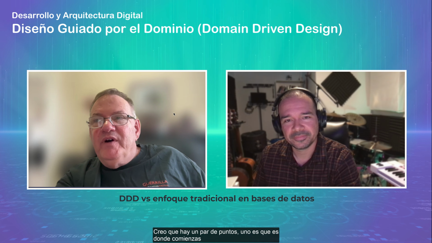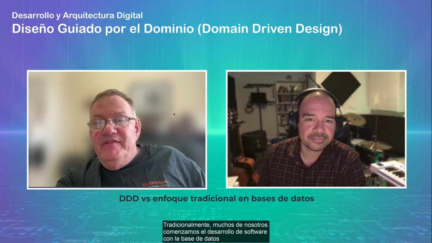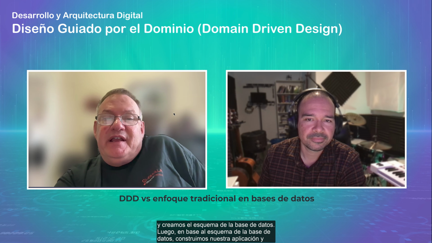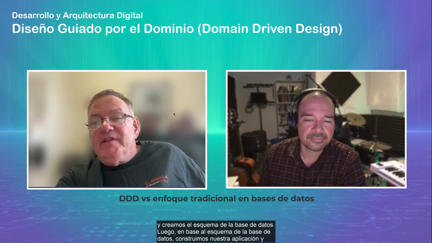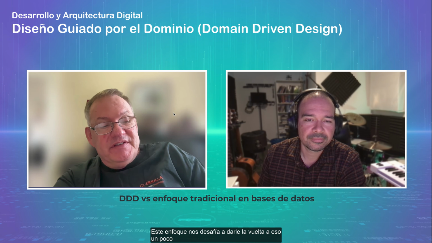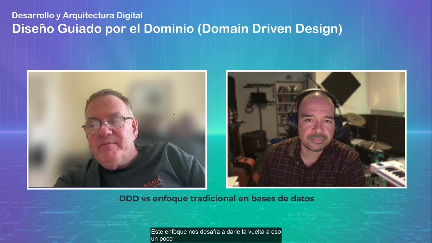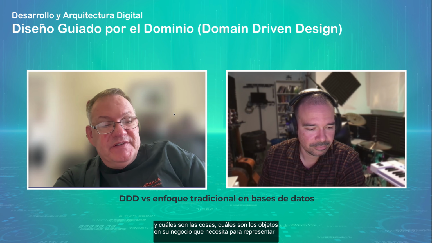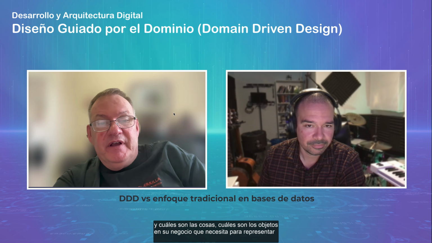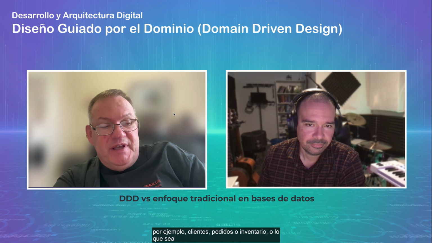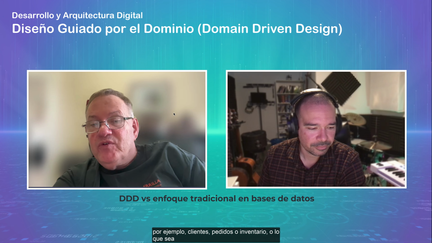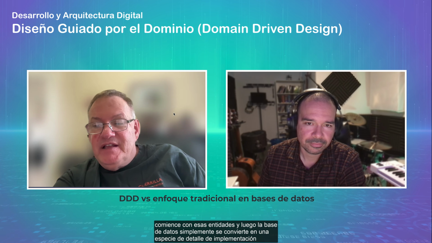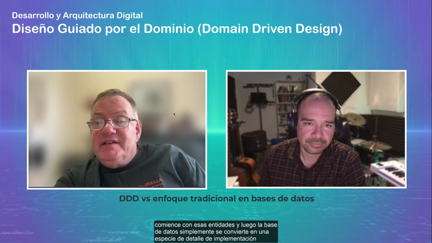I think there's a couple of points in there. One is where you start. Traditionally, a lot of us in development have started with the database, and we create the database schema, and then based on the database schema, we build our application and our various layers. This approach challenges us to flip that around a bit and start from the perspective of the business entities. What are the objects in your business that you need to represent your business? For example, customer or orders or inventory or what have you. Start with those entities, and then the database just becomes kind of an implementation detail.